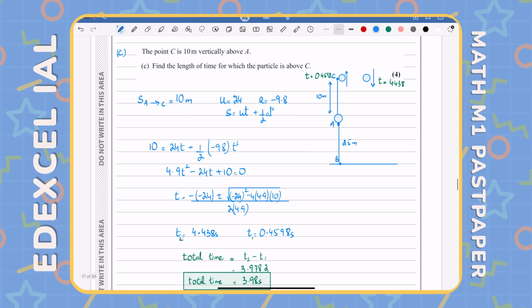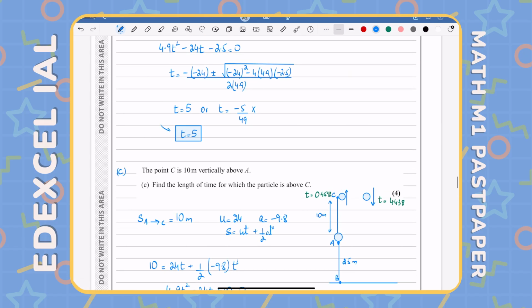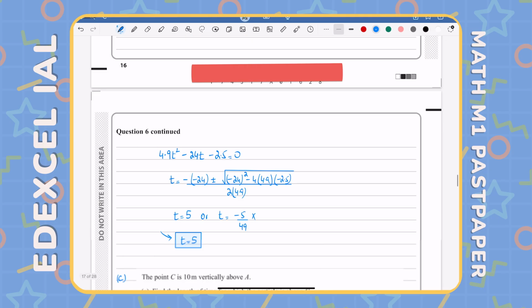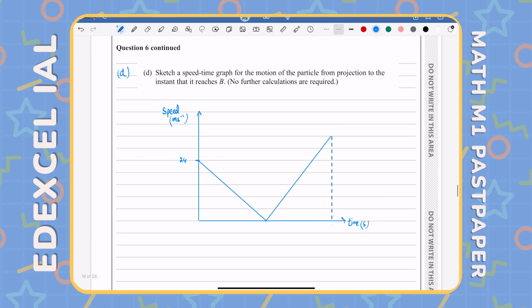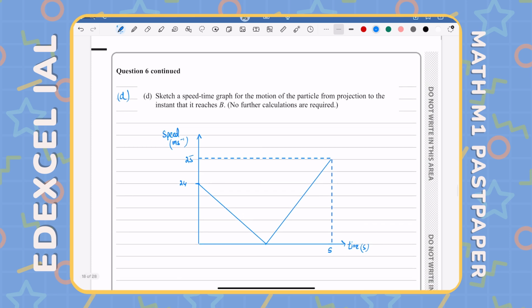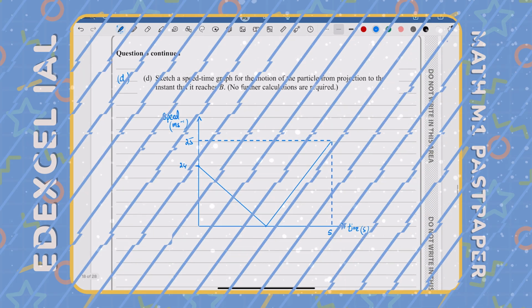At what time does it hit the ground? I think we worked that out also. So it takes 5 seconds to hit the ground, and the speed at which it hits the ground is 25. So this is 5, and this right here is 25. There you go. That's it. Speed time graph done. And with that, we are done with question number 6 as well. Now let's move to the next question and see what it says.